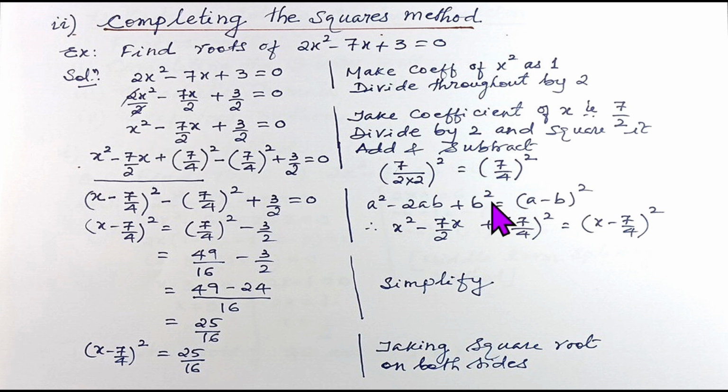Now to find out b square, what we can do is take the coefficient of x, that is minus 7 by 2, divide it by 2, and square it. I get 7 upon 4 whole raised to square. So the third term is 7 by 4 whole raised to square.